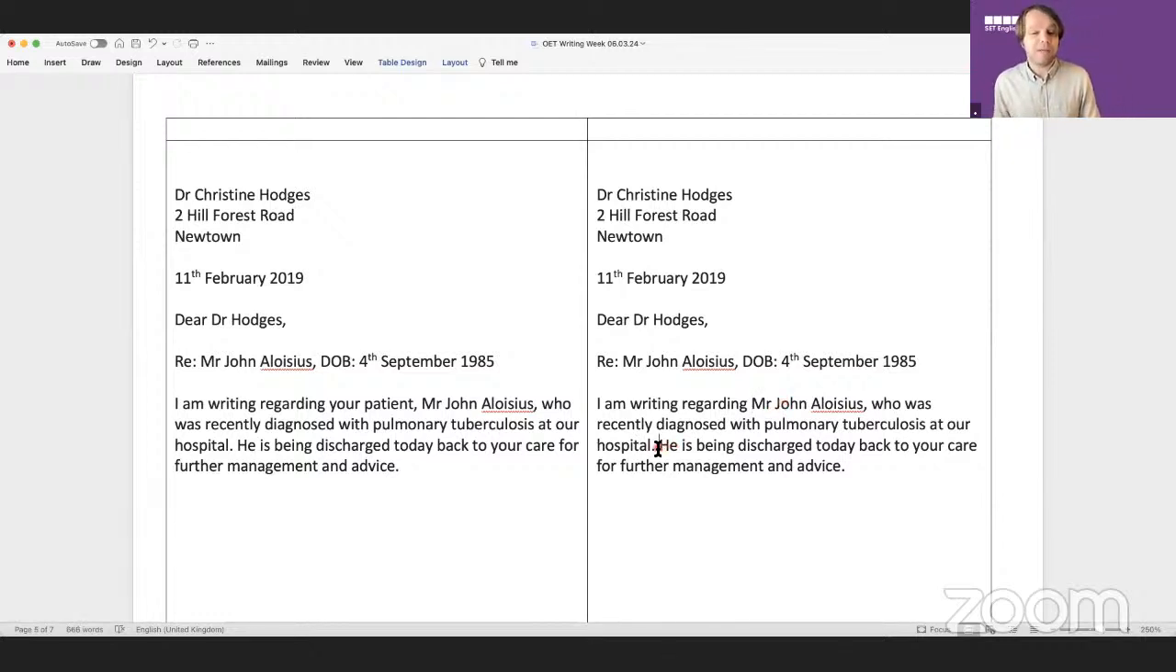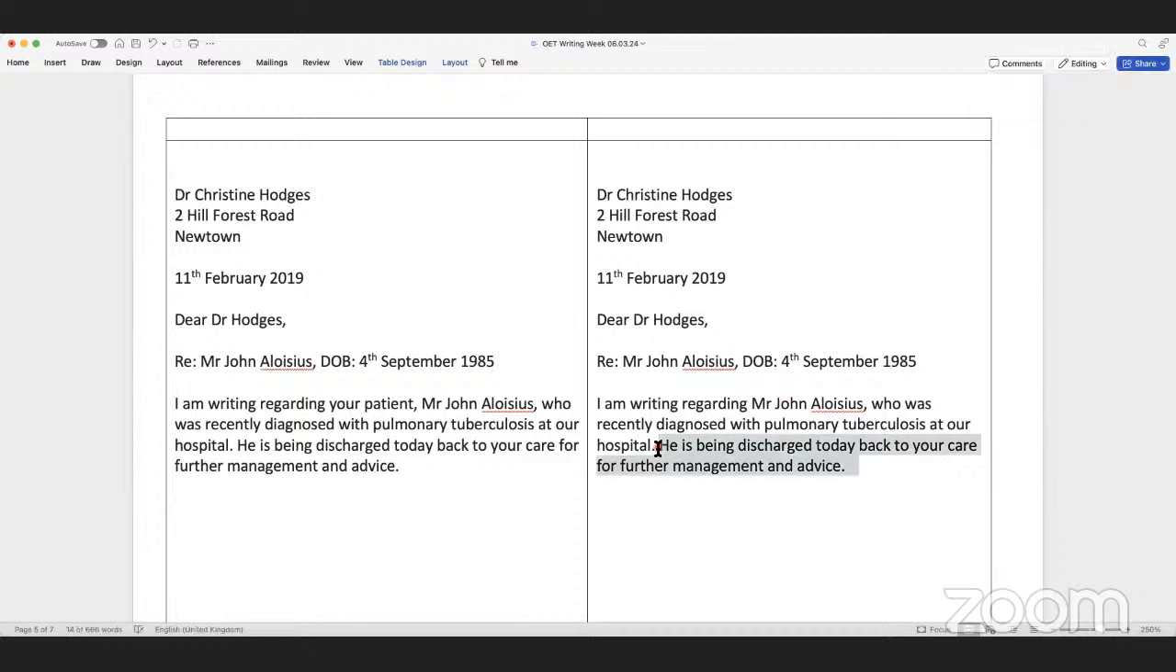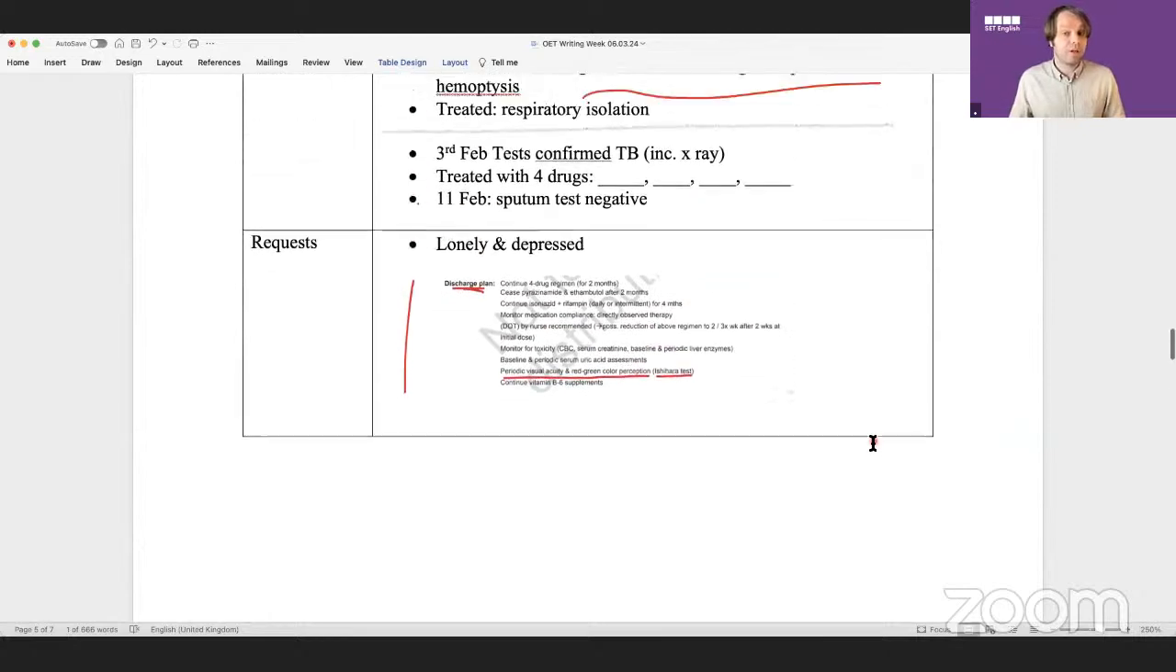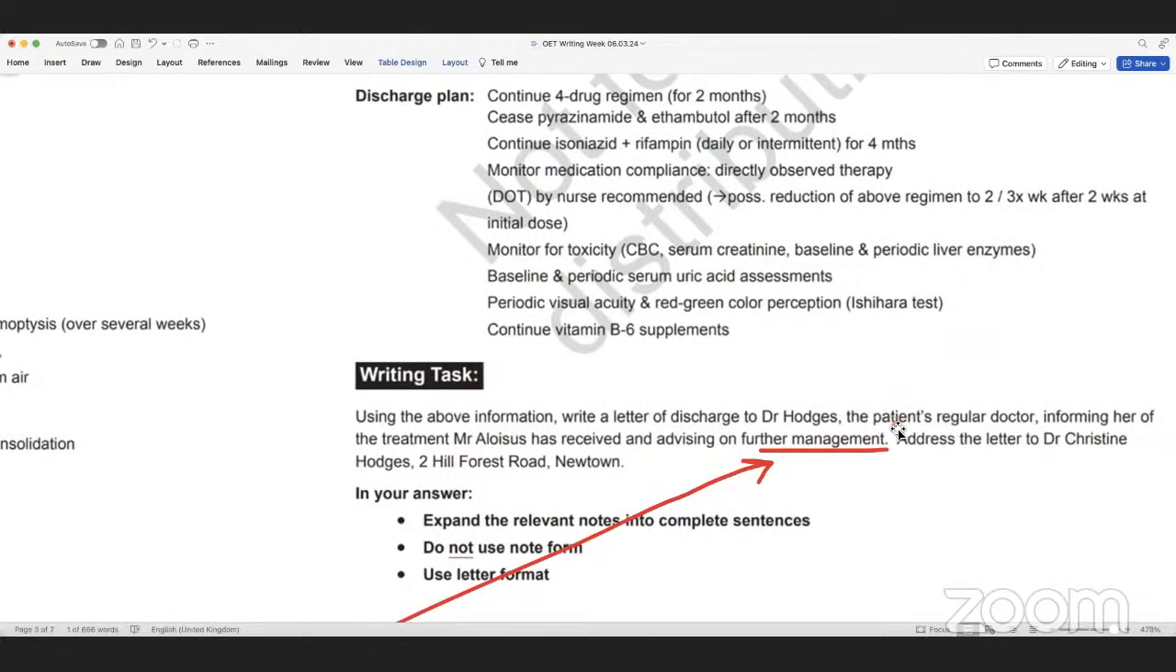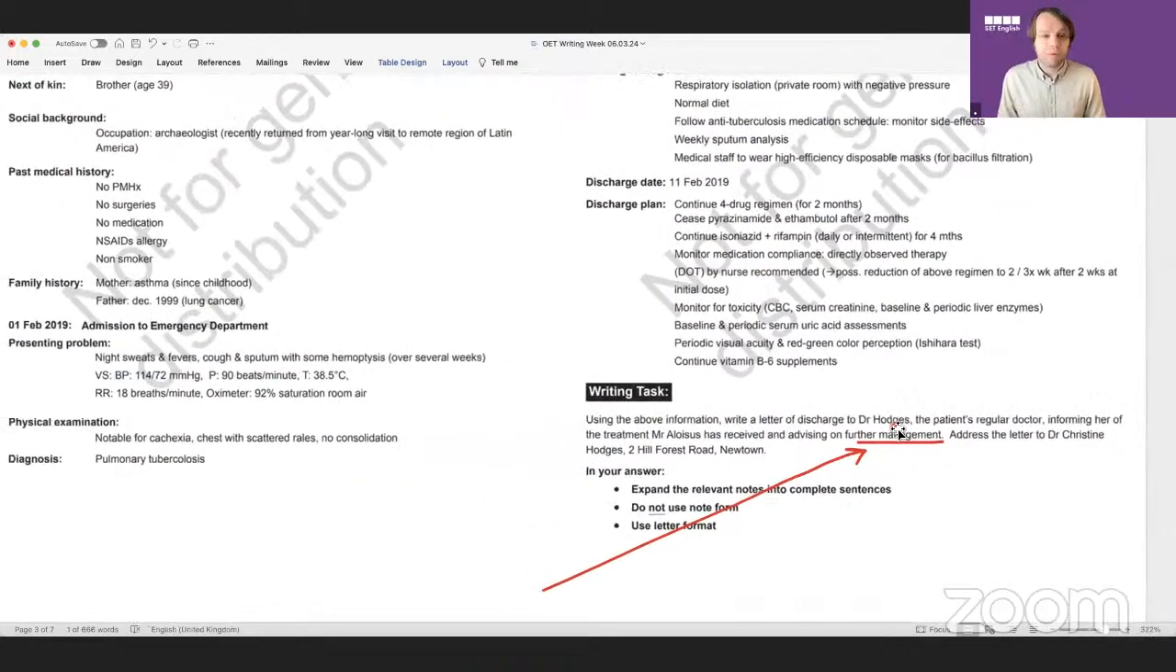Let's continue though. He is being discharged today, but you are care for further. I mean, here he is being discharged today. It is okay grammatically, but back to your care for further. Back to you are, it means again returning the patient to the same doctor. I think it's not the same case. It is to send to the other doctor, not the GP. It means the patient is referred to this emergency hospital by that doctor. I'm not sure. What do you think, guys?